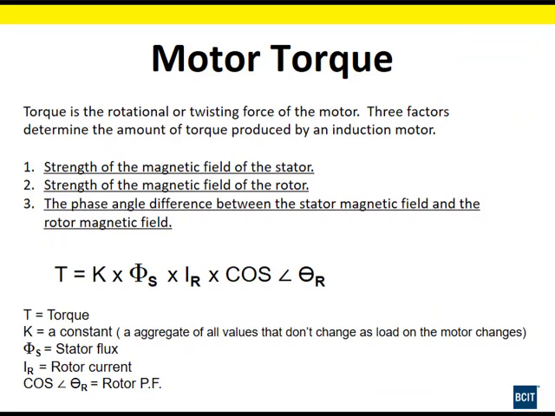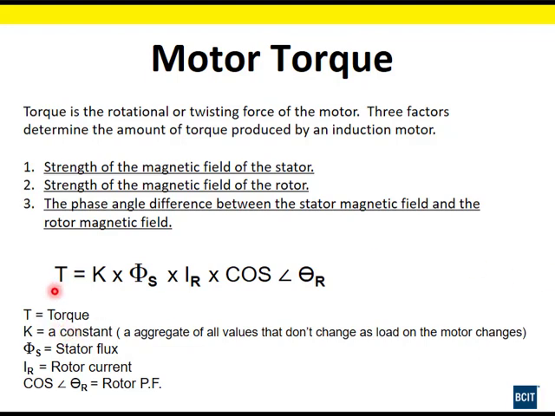First, let's have a look at motor torque. Torque is the rotational or twisting force of the motor. The three factors that determine the amount of torque produced by a motor are the strength of the magnetic field of the stator, the strength of the rotor magnetic field, and the phase angle between the stator magnetic field and the rotor magnetic field. We have this equation here that we reference when we try to understand what effect changing the stator field, the rotor field, and the power factor, or the phase angle between the two fields, has on torque.